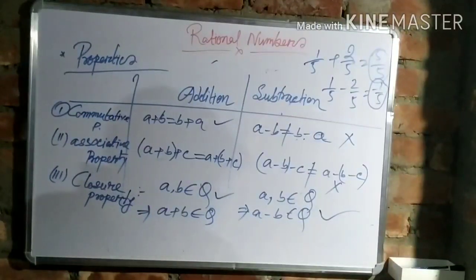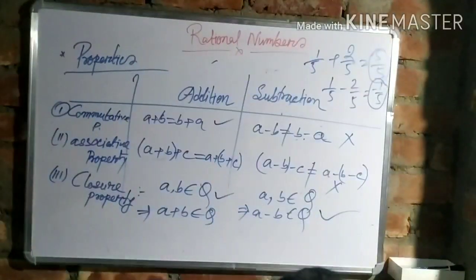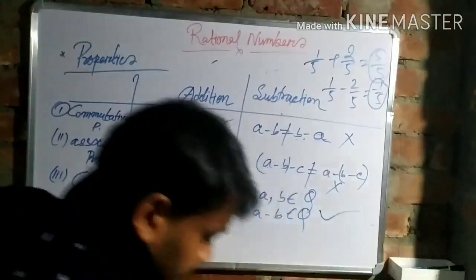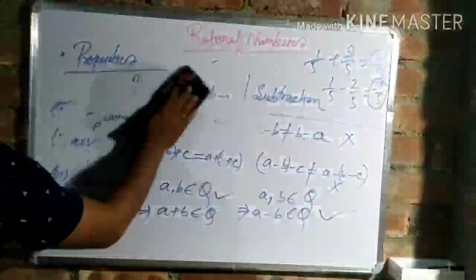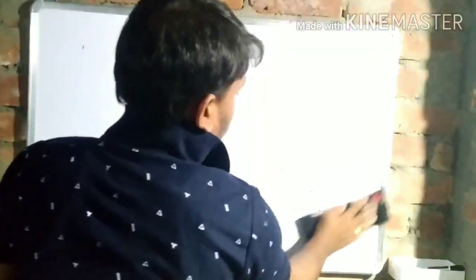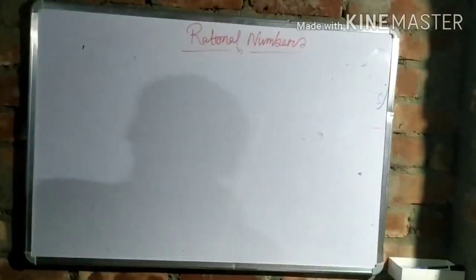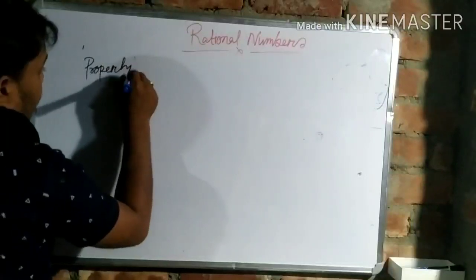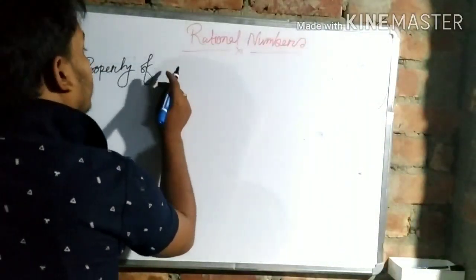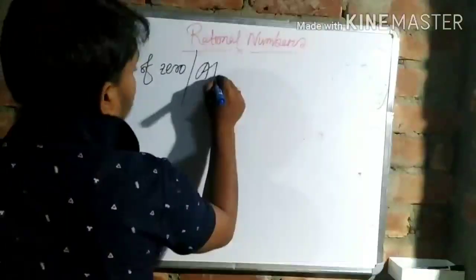Okay, next thing is property of zero, or additive identity.